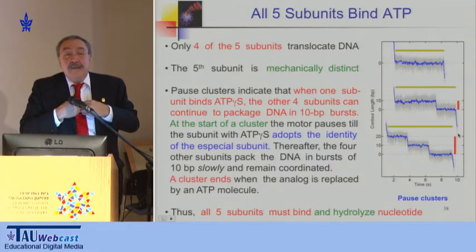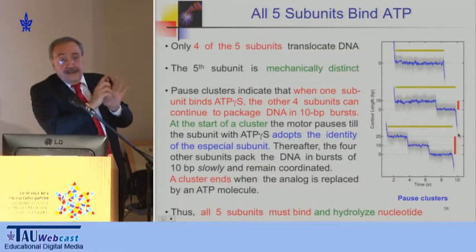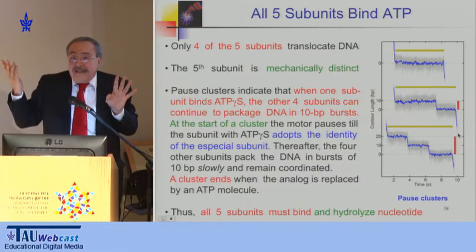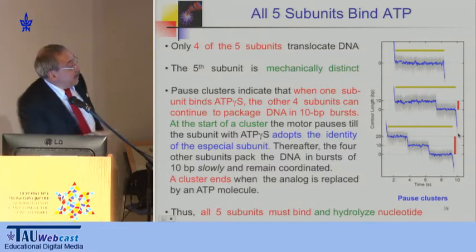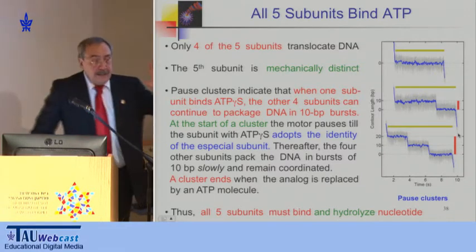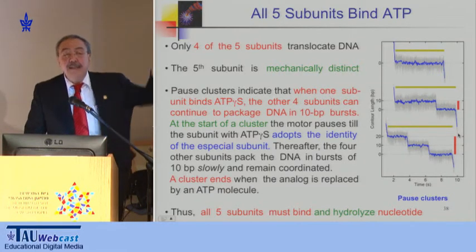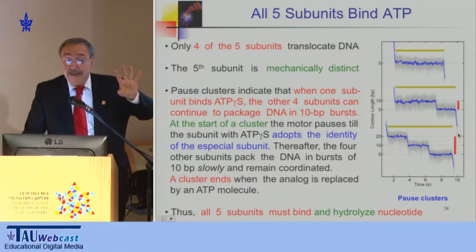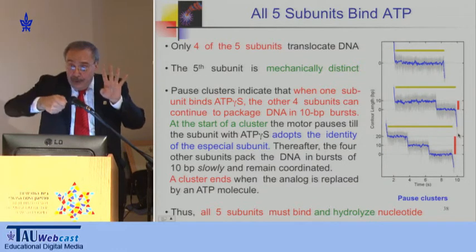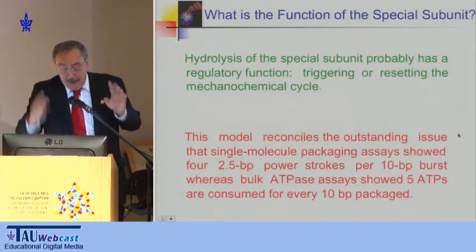It adopts the identity of the special subunit because it cannot hydrolyze the ATP and the other four can. And so the motor essentially is waiting for the signal, it doesn't come, eventually it does it spontaneously. Okay? But what that means is the following. This behavior of the motor is telling us that the motor has 5 ATPases, it needs to bind 5 ATPs, and it needs to hydrolyze the 5 ATPs, even though one of the hydrolysis is not being used for translocation of the DNA, but to regulate the cycle. Okay, so that's the model that we have.